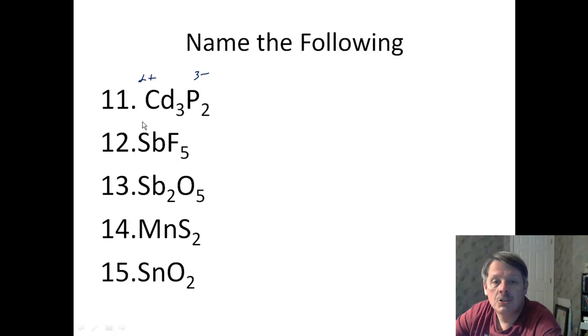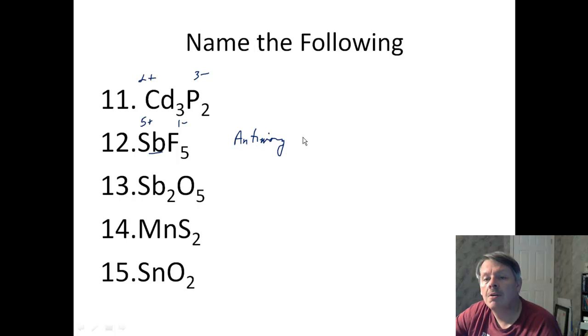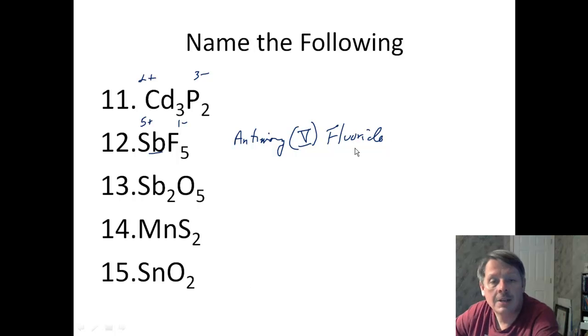How about this one? This is strange. This says 5 plus over here and 1 minus. Does it make sense that fluorine takes on a 1 minus charge? It does. So this antimony would be taking on a 5 plus. So this would be antimony 5 fluoride. And if you look on your ion chart, you will find antimony 5. So yes, it does take on a 5 plus charge.